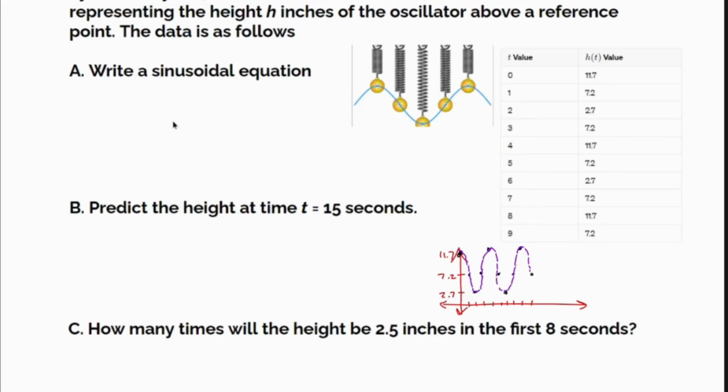Write a sinusoidal equation. I'm doing cosine because it starts at the top. So I'm going to compare this to, we'll do h. So h equals, and I'm assuming we want to do t as well for time. Yep. So h of t is going to equal a cosine b parentheses t minus c, close it, plus d, like that.